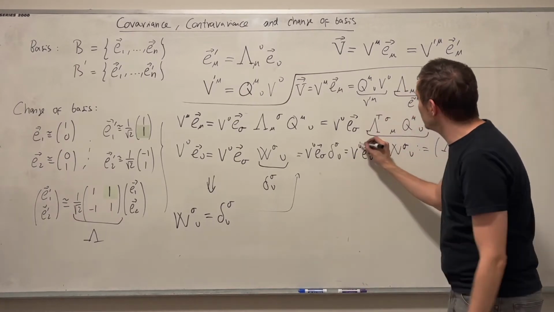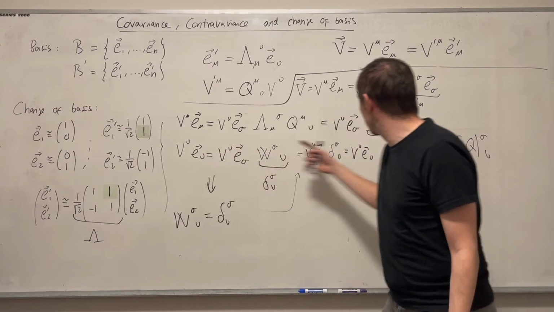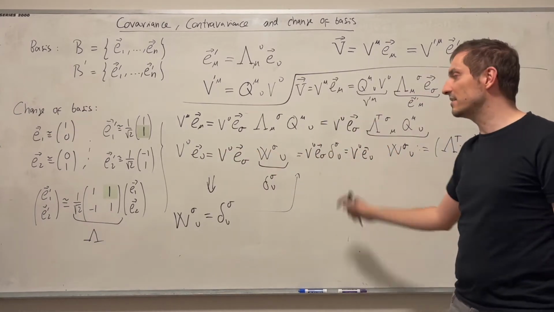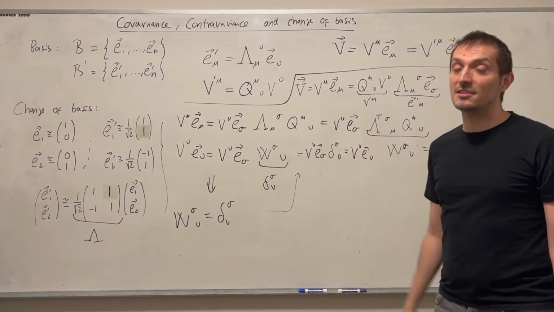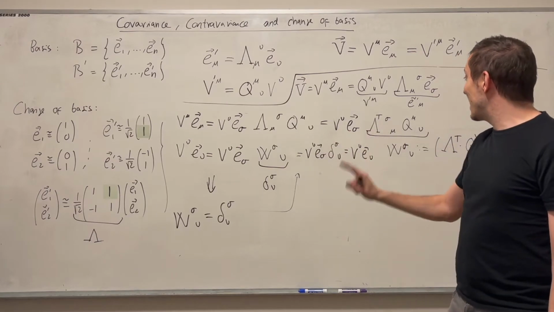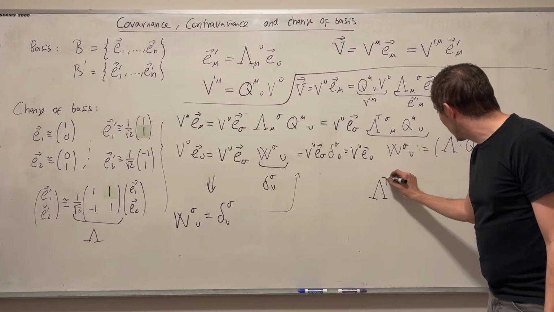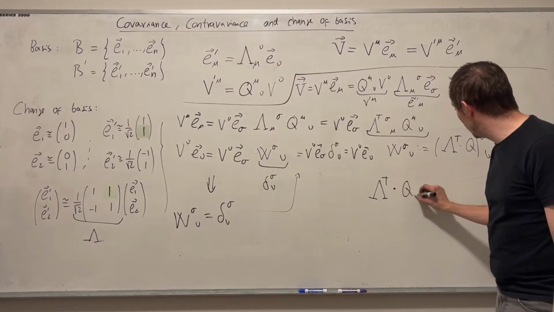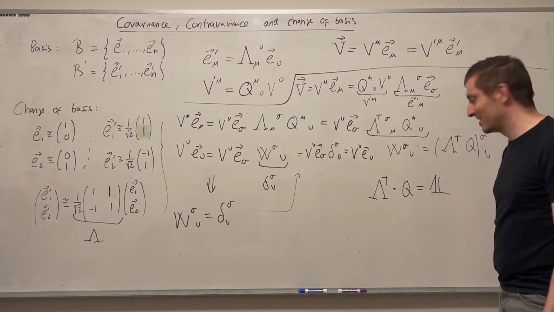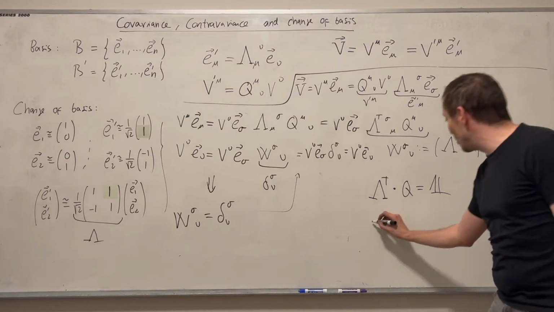Or alternatively sigma sigma, it doesn't matter, but it gives you the same result, okay? Left and right. So that needs to be the delta, that needs to be the identity. But that allows us to solve for Q. So that means that lambda transpose tensor product with Q has to be the identity. All right, so we know what Q is.